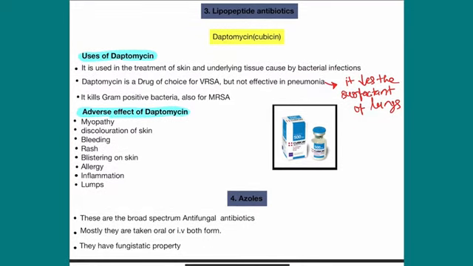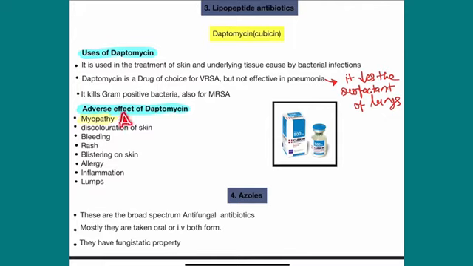What is the adverse effect of daptomycin? Adverse effect of daptomycin is myopathy. It's a very important example. Myopathy. Most important. Myopathy is caused as an adverse effect of daptomycin. It's already been asked also. Daptomycin adverse effect: myopathy.